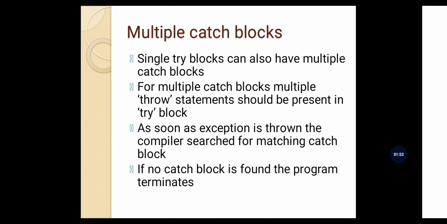So you're basically trying to handle different kinds of exceptions which may occur inside one try block, but they are handled by separate blocks of code in the catch blocks. As soon as the exception occurs, the compiler searches for a matching catch block. So if you have a throw which is throwing an integer, the compiler will look for a catch block which is catching an integer, and if it finds it, it will take the control back to that block. Otherwise the program will terminate. Right, so it's very simple.